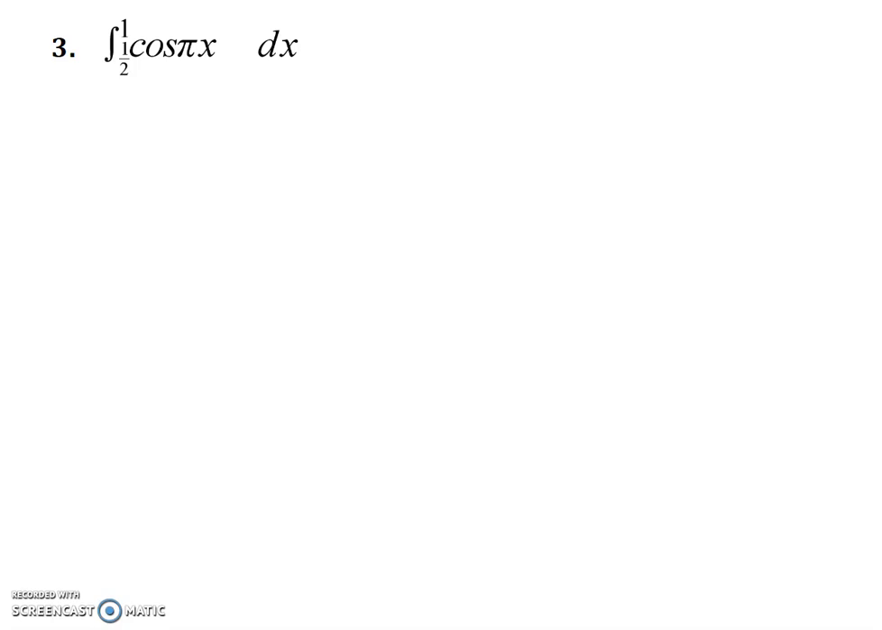Now let's look at one that's a trig function. Okay, so remember, when we have a trig function, we're always going to pick the part inside the trig function to be u. So then the derivative of that is just going to be pi. Remember, when it's just an x, the derivative is just the coefficient.